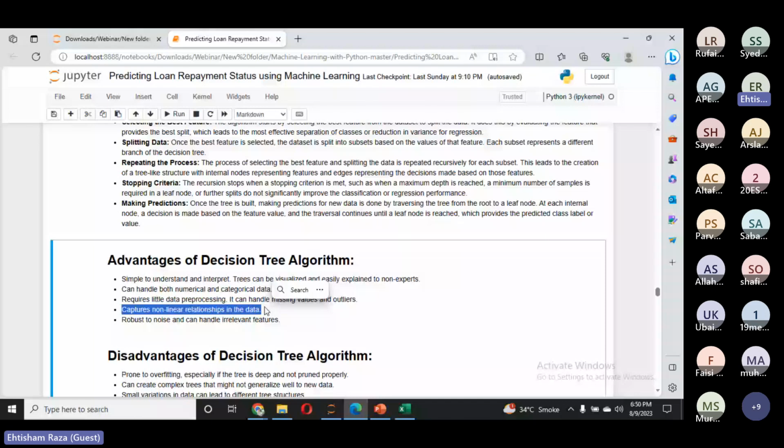It is robust to noise, and can handle irrelevant features. Yes, if you have irrelevant features, if you have noise, if you have any misleading values in your data set, you can easily use the decision tree, which can work well.